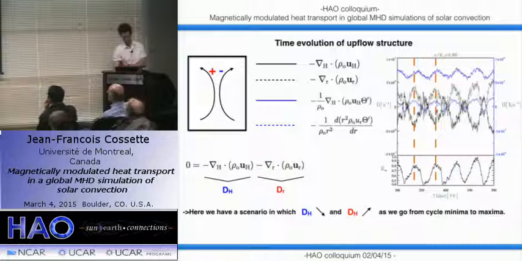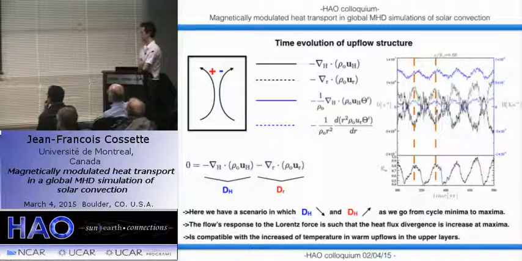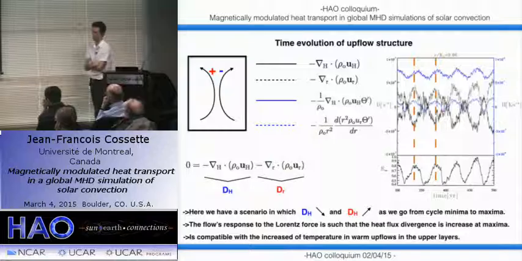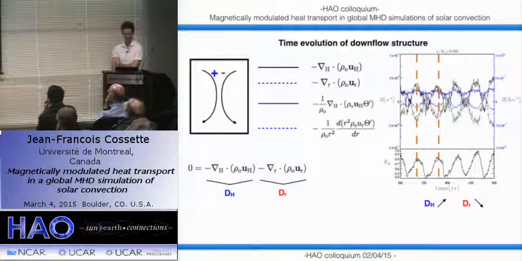So we have a scenario in which this term goes down and this one goes up when going from cycle minima to maxima. And this is compatible with the increase of temperature in the warm upflows, which we've seen in the temperature PDFs.